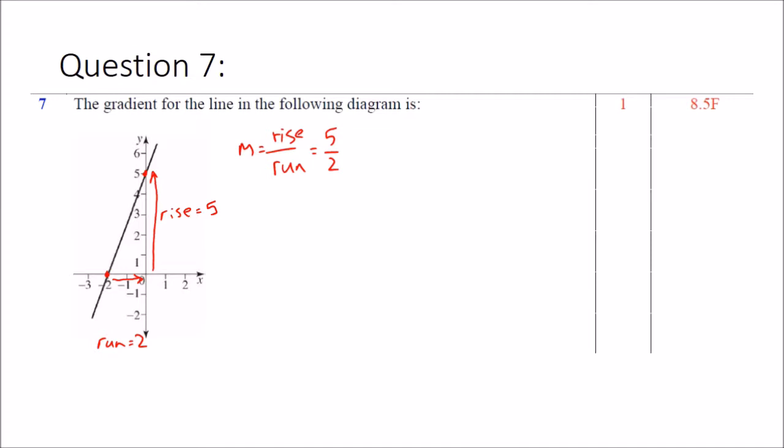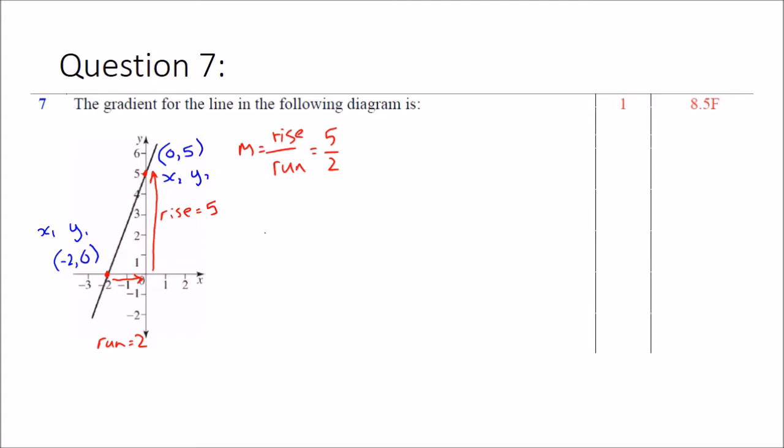Now if you want to be a little bit more fancy about this one, you can think about it in terms of the coordinates. This one here is 0 on the x-axis and 5 on the y-axis, so that point is at (0, 5). The point down here is at (-2, 0). Now if I was going to call these x1, y1 and x2, y2, I'm going to go from left to right, so this is x1, y1, and this has got to be x2, y2.